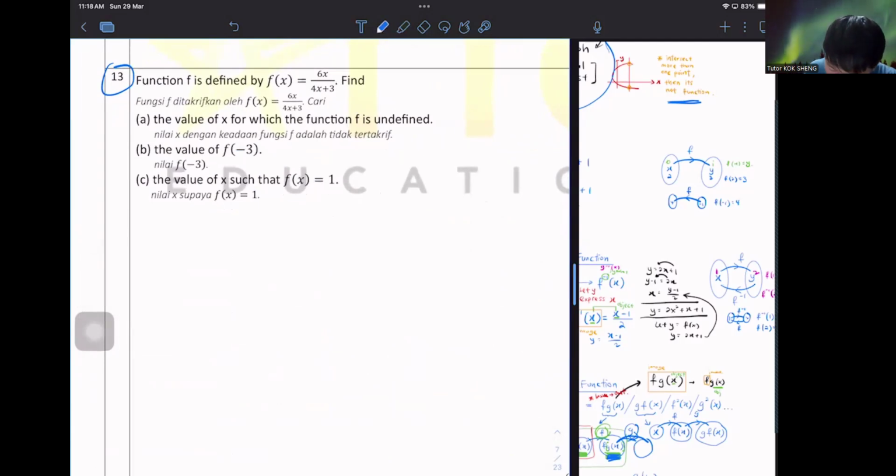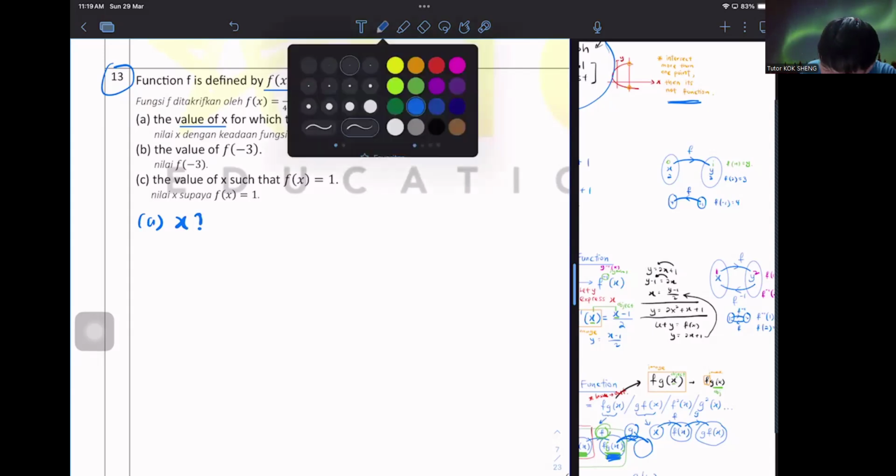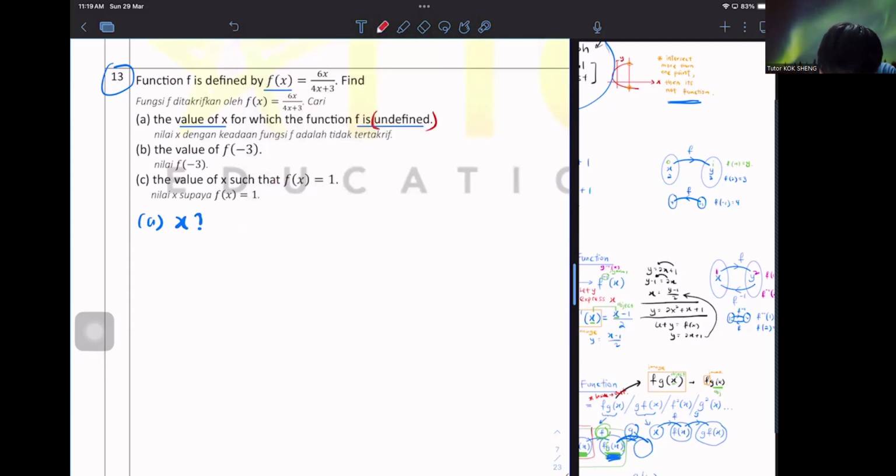13. Function f defined by f(x) equals 6x over 4x plus 3. So A, find the value of x which the function f is undefined. You're finding the x value here. So you're asking what value of x will make function f undefined? Undefined means no answer. Not even zero, no answer at all, no number at all.